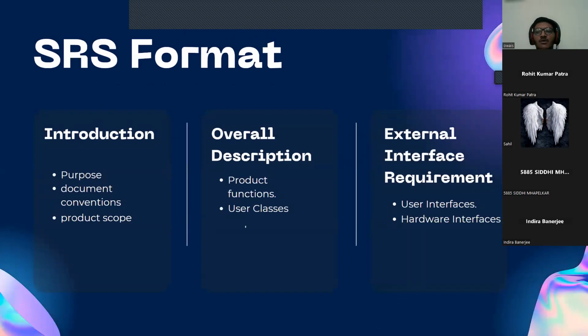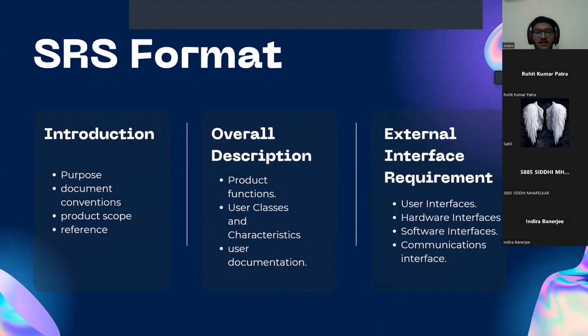So, SRS format. How will we write an SRS? First of all, there is the introduction. What is the product and what will we be making in it? We'll write that in a short form. Then we have the overall description, in which we will talk about the functions of the product, what it will have, what it will not, and how it will work. And we have external interface requirements. Then we will talk about the interfaces, like user interfaces, hardware interfaces, etc.